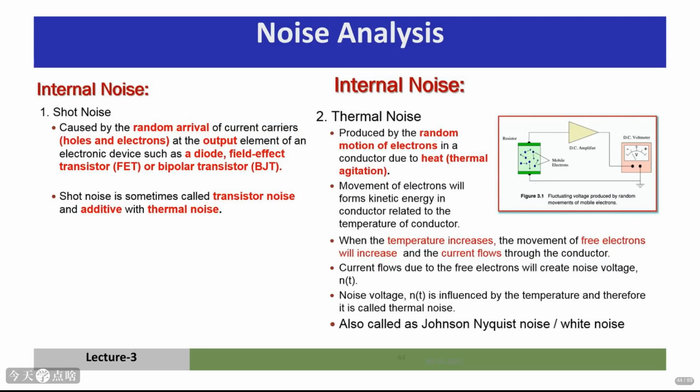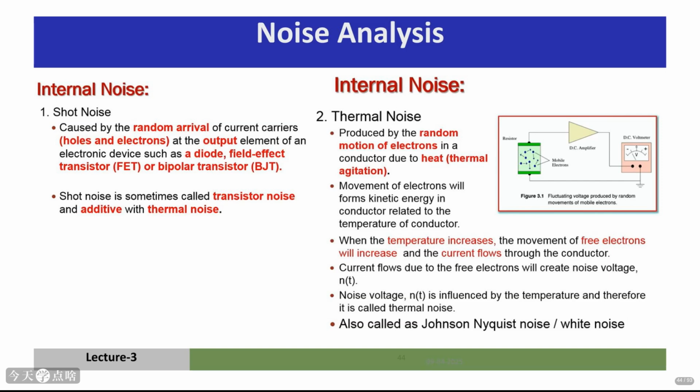Let's focus on the two main internal noise sources. Shot noise is like the random popping of popcorn kernels. It's caused by the discrete nature of charge carriers. When current flows through a device, the arrival of individual electrons or holes is random, leading to fluctuations in the current. Thermal noise, or Johnson-Nyquist noise, is more like the random jiggling of molecules in hot water.